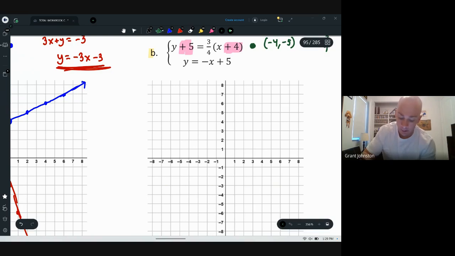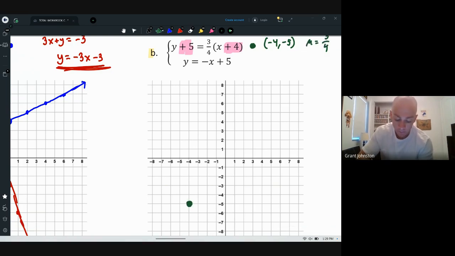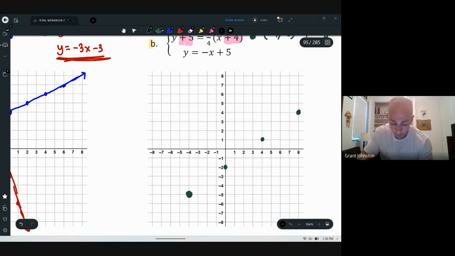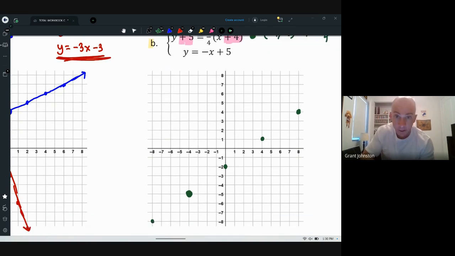Okay. -4, -5 would be here. And then our slope is positive 3/4. So that means from that point, I'm going to go up 3 to the right 4, up 3 to the right 4. Here. Up 3 to the right 4 here. Up 3 to the right 4, about there. I think I can draw another point down here. Yeah, okay. All right, that's that line done there.